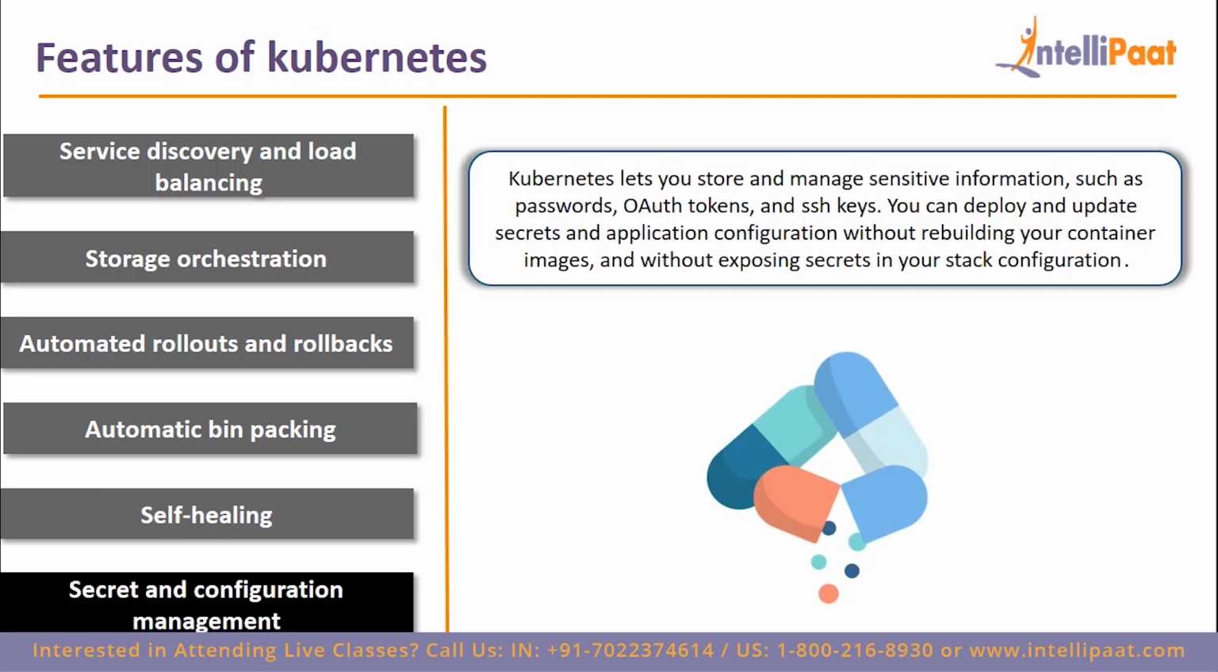Then there is secret and configuration management. Kubernetes allows you to store your sensitive data such as usernames or passwords, authorization tokens, SSH keys, and a lot of different things. You can store this sensitive information in the form of a volume called secrets, along with the application configuration, without rebuilding your entire container images, and without exposing your secrets to your stack configuration. So you can basically work with secrets to encrypt your data and work properly with it without running the risk of exposing it to your other stacks.